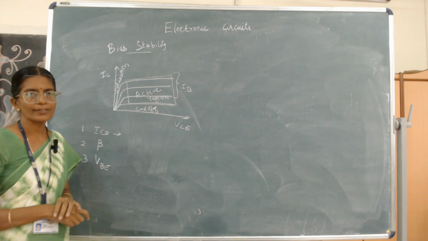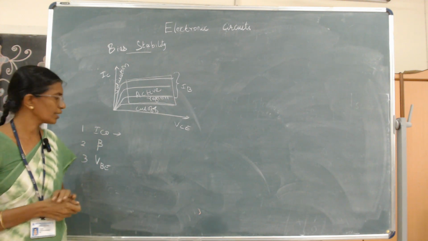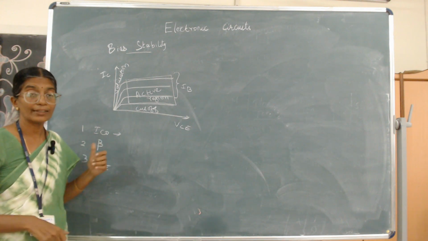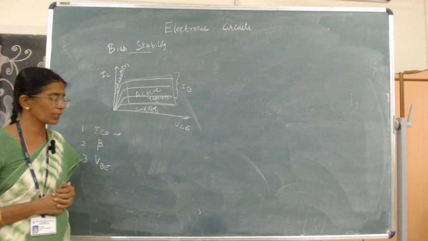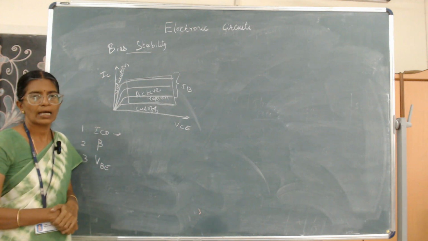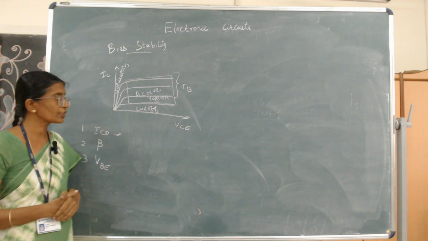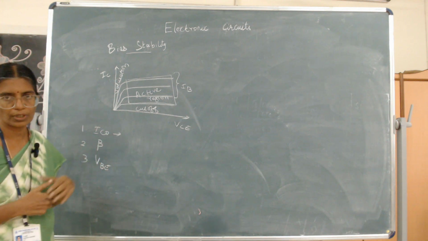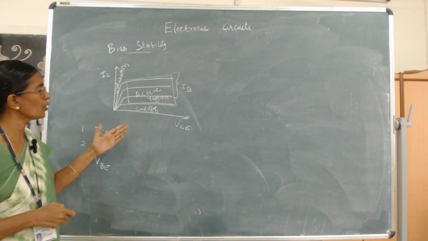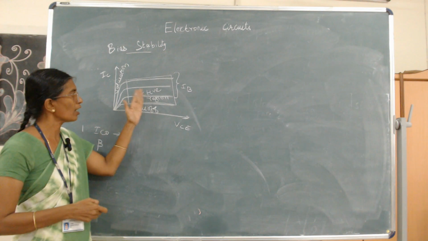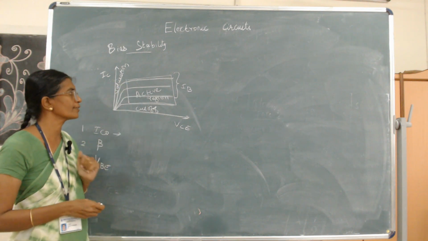ICO doubles for every 10 degree rise in temperature, beta also varies, and VBE increases at a certain rate due to the change in temperature. So when these three parameters vary, what happens to the operating point? The operating point is a point present inside the active region, and it should always be inside the active region.